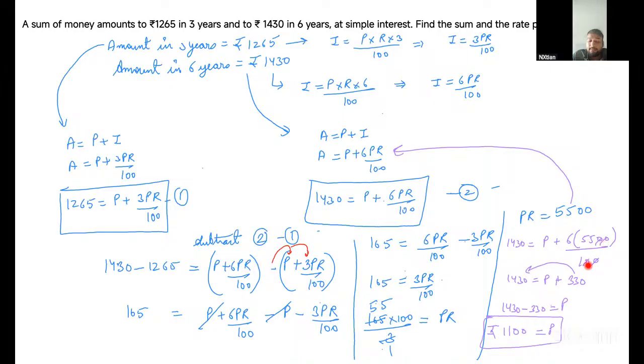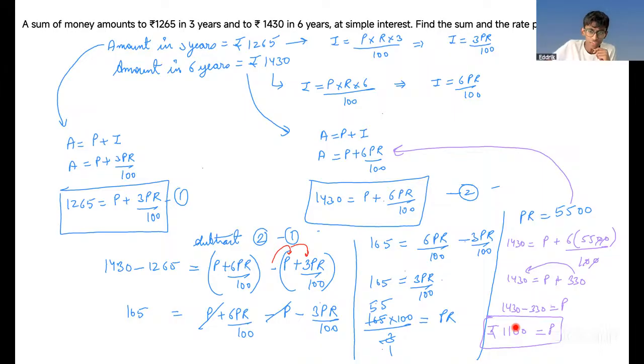6 into 5500 upon 100. This will cut. 6 into 55 is 330. 330 will go to the left side and become 1100. So the principal is 1100. Then we also need to find the rate. I don't have space, I have to create space for the rate.